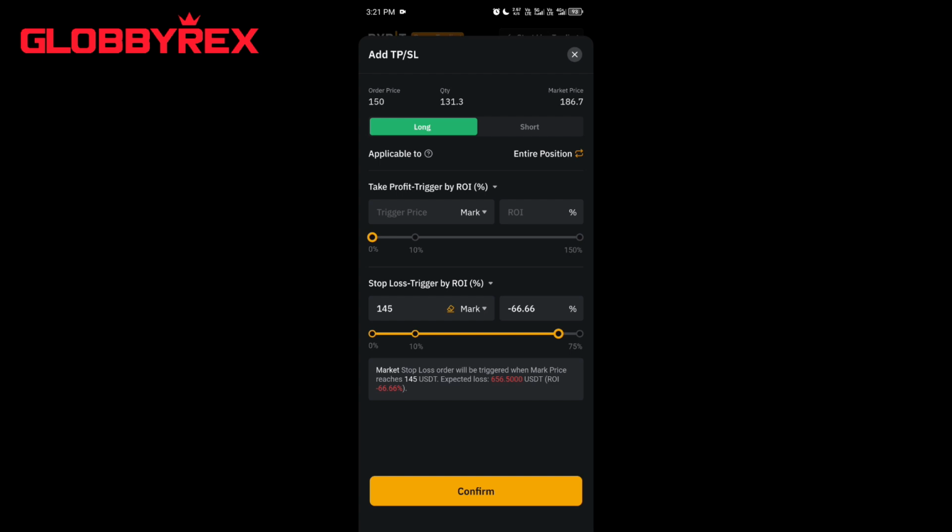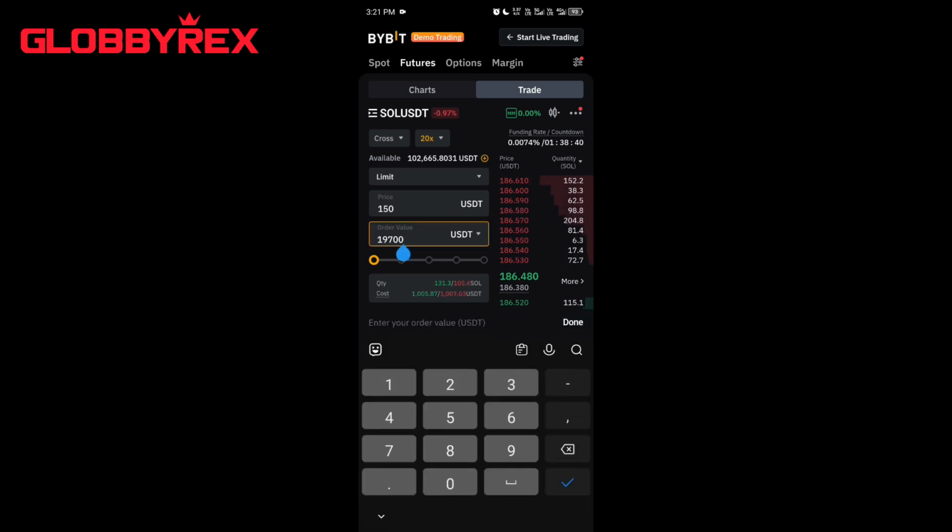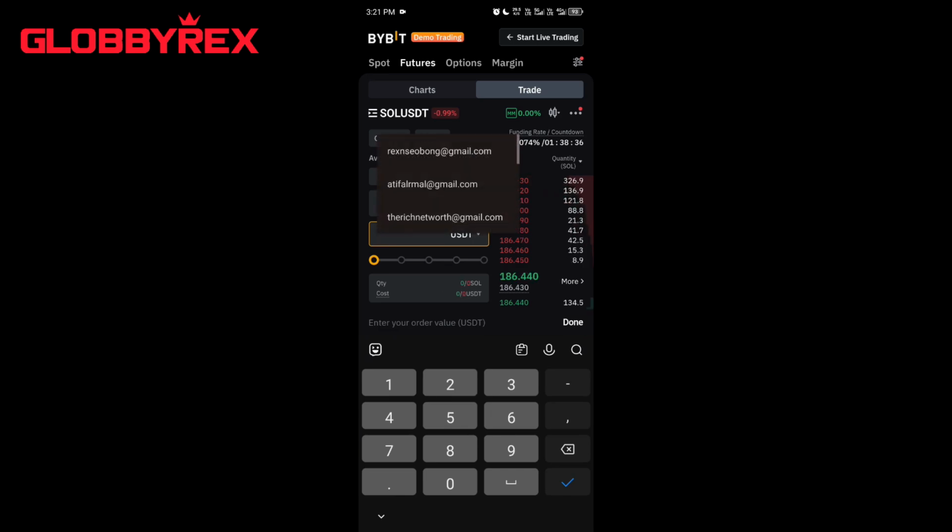And what happened? I wanted to risk 1,000 per trade. So now what happens? I need to adjust my position size, which means I cannot open this trade with 1K. I need to open it with more than 1K. Okay, so let's put it at 25K.